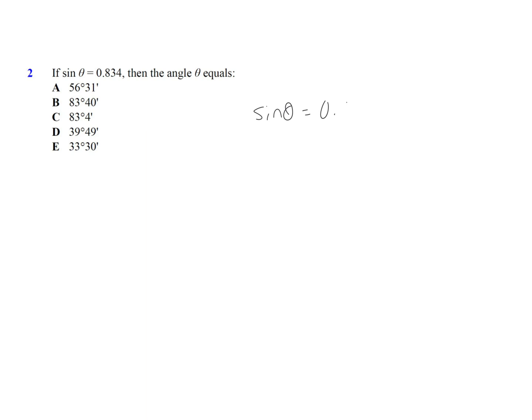sine theta equals 0.834. Theta is sine inverse of 0.834. Now you type that into your calculator, but if you look at these answers, they all have degrees and minutes. So after I've done that into the calculator, you follow the following buttons on a TI-84 Plus CE.